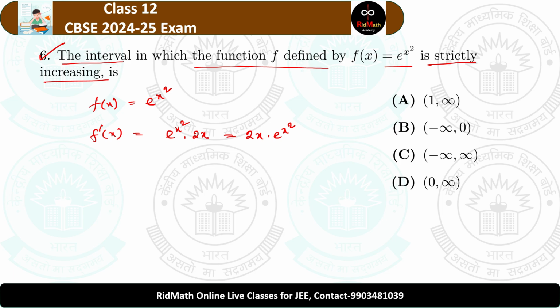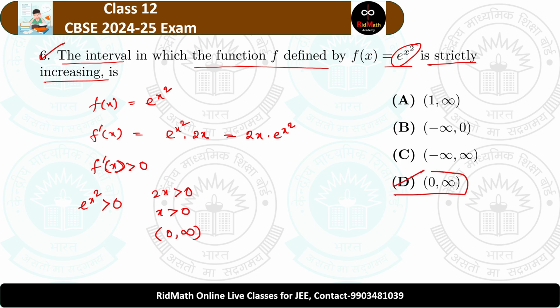So for the interval where the function is strictly increasing, we need f dash x greater than 0. Now e to the power x square is always greater than 0, so we have no problem with it. That means 2x should be greater than 0, that is x should be greater than 0. So the interval is 0 to infinity. That is option number D. So D is correct. I hope you understand. Next problem.